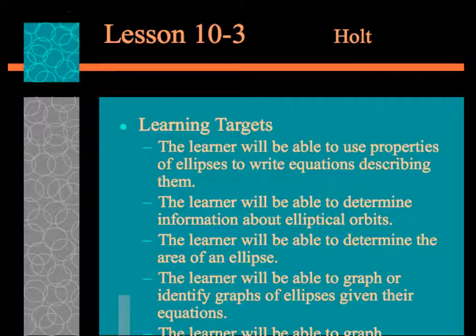We want to be able to determine the area of an ellipse, which we've practiced previously, and we'll practice some more here. And then we want to be able to graph transformed images of ellipses, and that's where our focus is going to be here primarily in this part of the lesson.